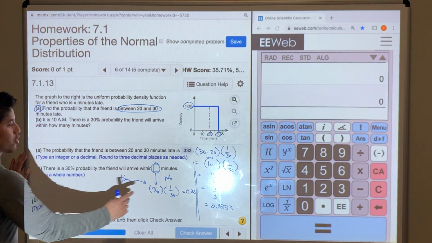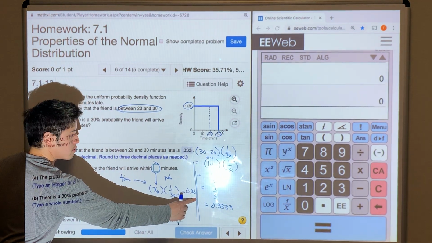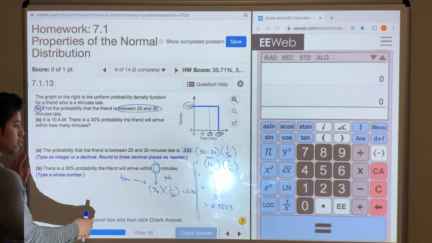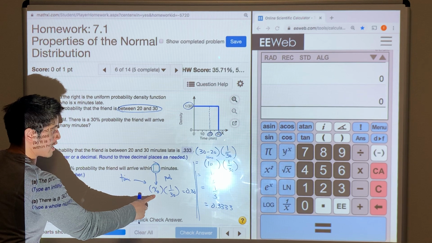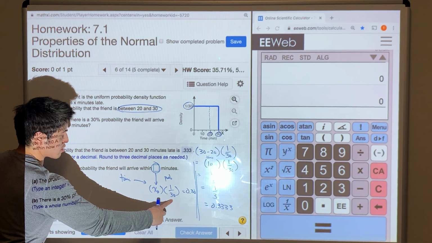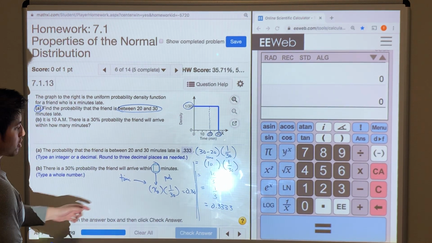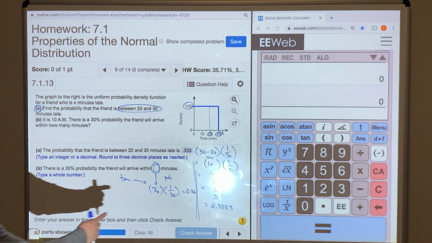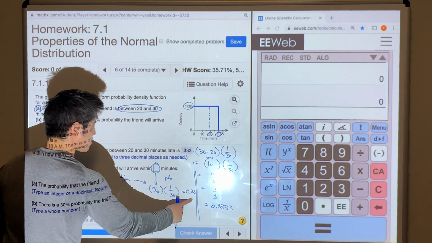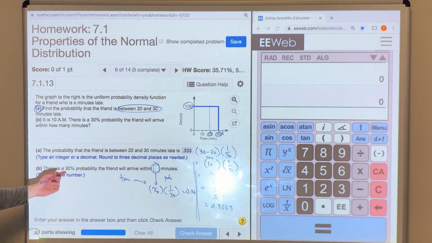So there's a 30% probability that the friend will arrive this number of minutes late based on this density function's probability. Now, it just so happens these are both 30s. Don't always expect that to be the case. Your problem might not be like that at all. So if your numbers are different, this number comes from here, this number comes from the part of the problem.